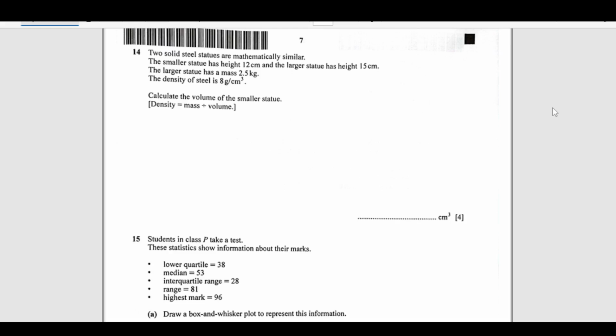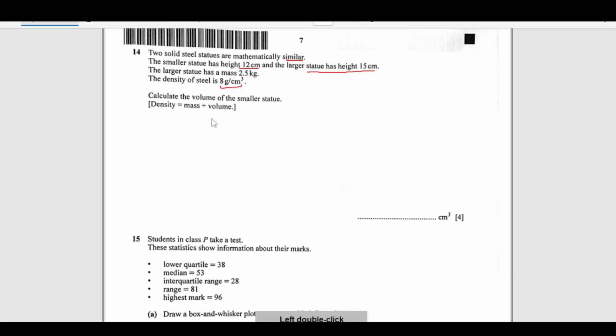Question number 14. Two solid steel statues are mathematically similar. The smaller statue has a height of 12 centimeters and the larger has a height of 15 centimeters. The larger statue has a mass of 2.5 kilograms. The density of steel is 8 grams per centimeter cubed. Calculate the volume of the smaller statue.